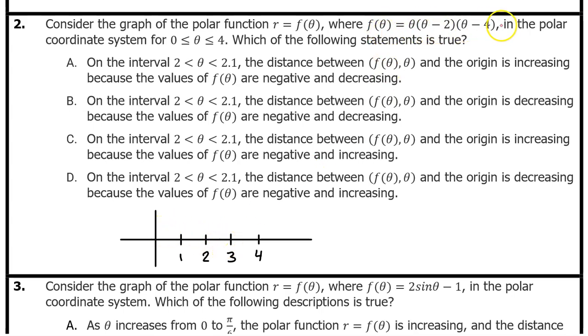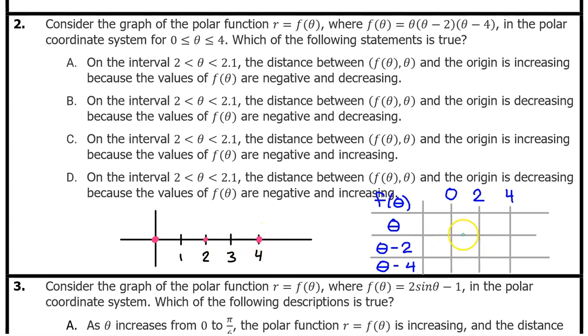It's already given in factored form, so we can tell that the zeros, the x-intercepts, are at 0, 2, and 4. So we have x-intercepts here, here, and here. I'm going to make a quick sign chart to convince myself of where f of theta is positive versus negative. Theta itself is equal to 0 right here at 0. It's going to be negative to the left of 0 and positive to the right of 0.